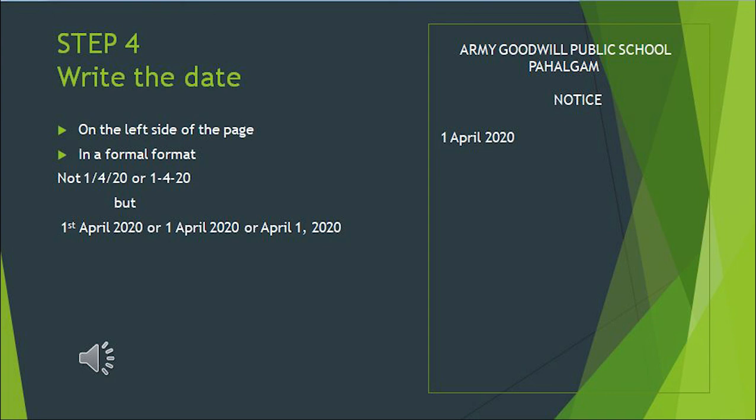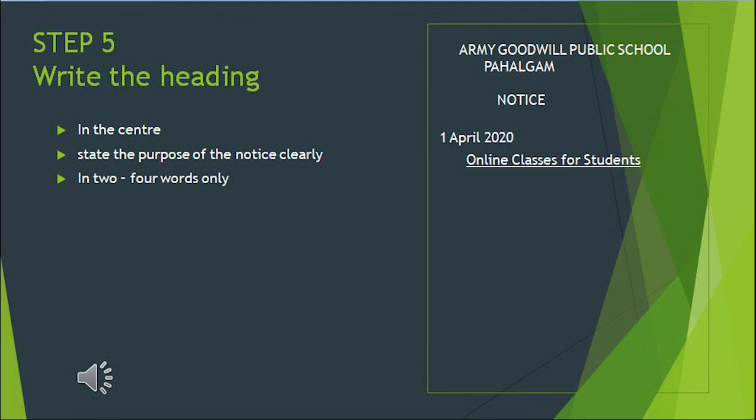Now, the next step involves writing the date on which the notice is being issued, on the left side of the page in a formal format. Moving on to the next step, write the heading in the center, stating the purpose of the notice clearly. This heading must be written in 2 to 4 words only, and it must be totally clear. It must convey to the reader exactly what the notice is about.